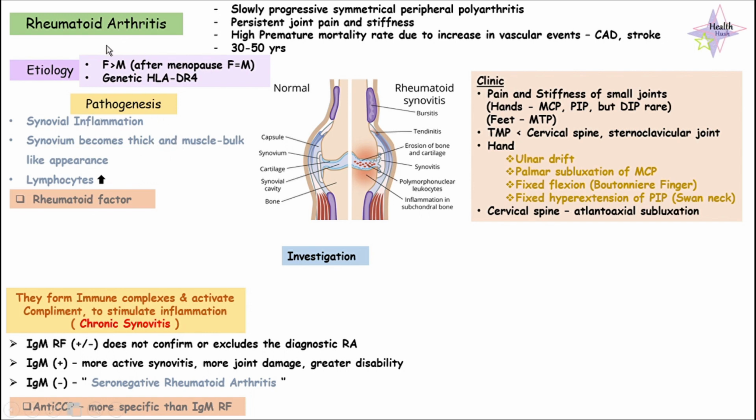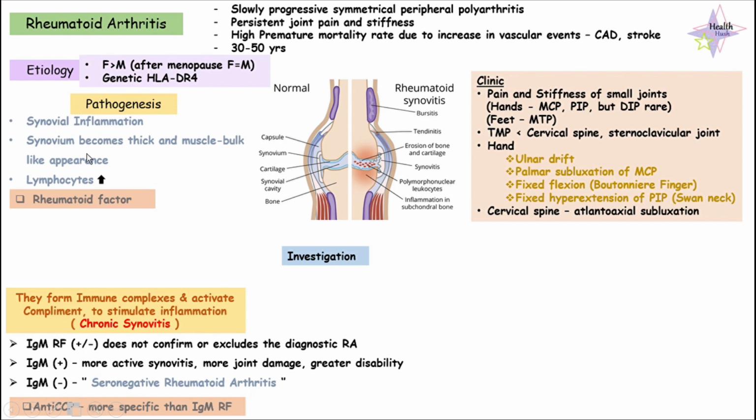Since this is an inflammatory arthritis, which means that there is an inflammation in the synovial layer of the joint capsule, we can see that the synovium becomes thick with a muscle bulk-like appearance. So in this picture, we can see that the synovial layer is more thick and it looks like muscle bulk when compared with the normal side of the synovium. And in the synovial fluid in the joint cavity, we can see that there is presence of polymorphonuclear leukocytes, predominantly lymphocytes. So this is the pathogenesis of rheumatoid arthritis.